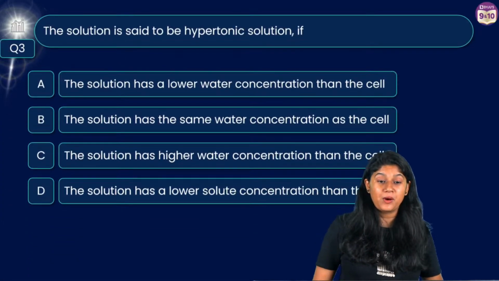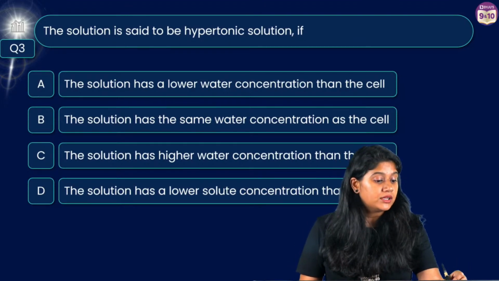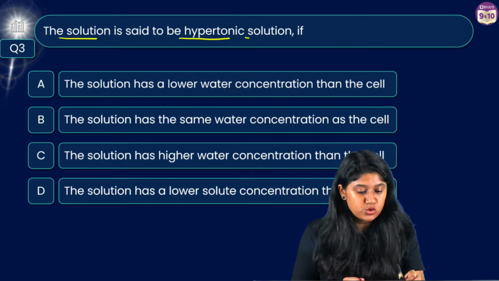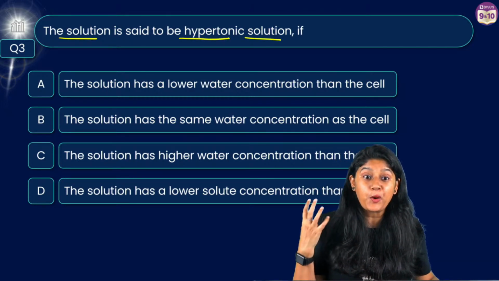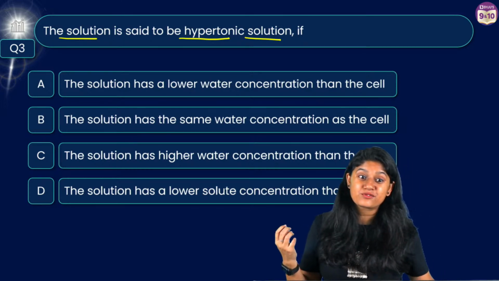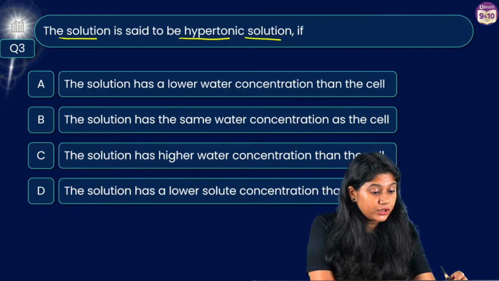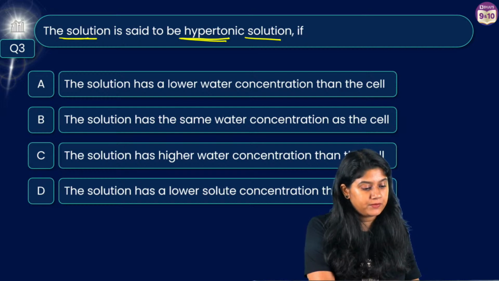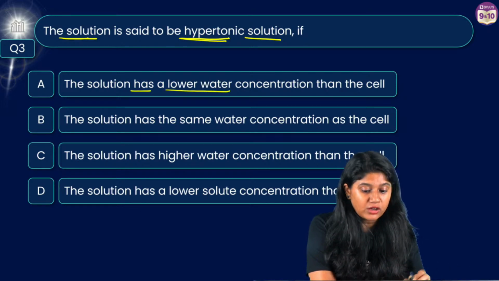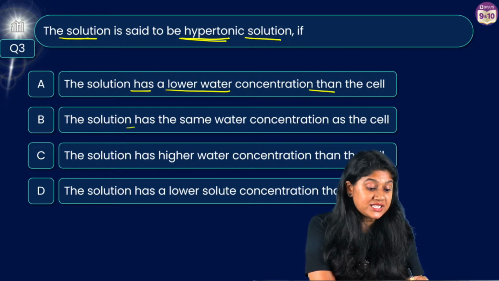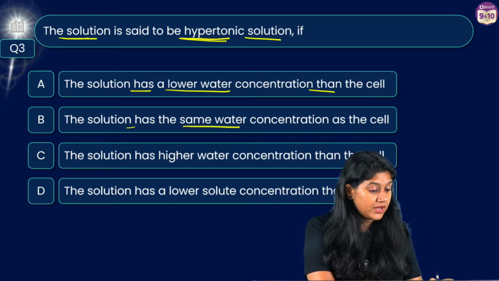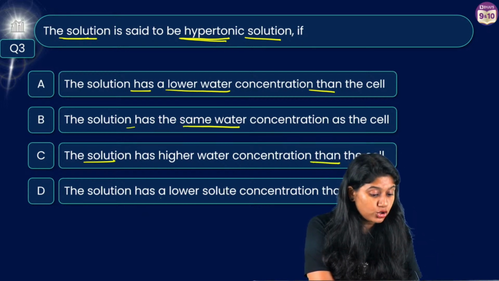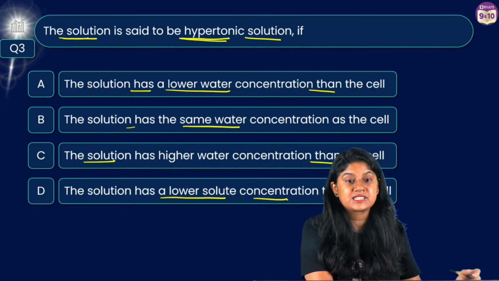Yes, let's move ahead everyone to question number 3 on the screen. The solution is said to be hypertonic solution if. Focus over here everyone. What are we discussing over here? Yes, very good. The solution is said to be hypertonic solution if the solution has low water concentration than the cell, the solution has same water concentration as the cell, the solution has higher water concentration than the cell, or the solution has lower solute concentration than the cell.